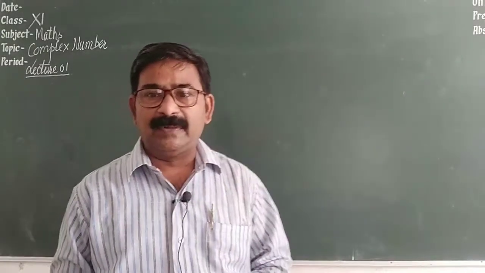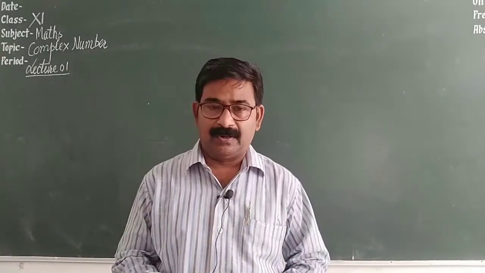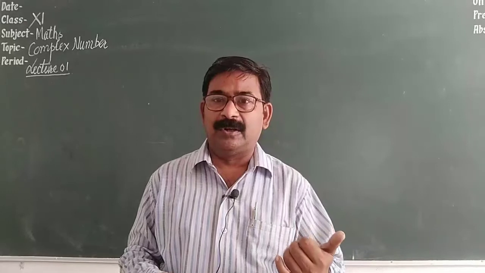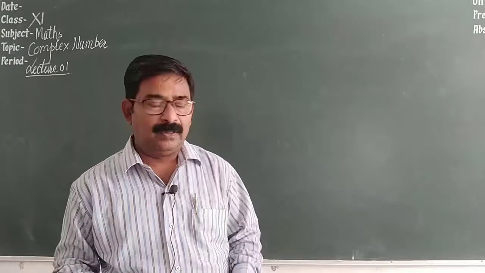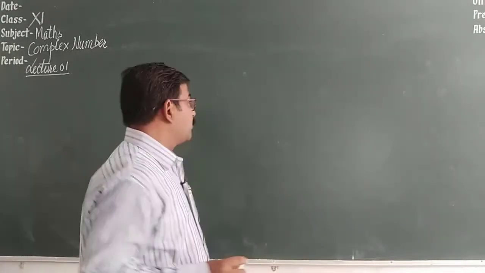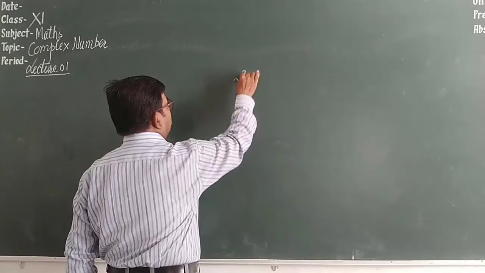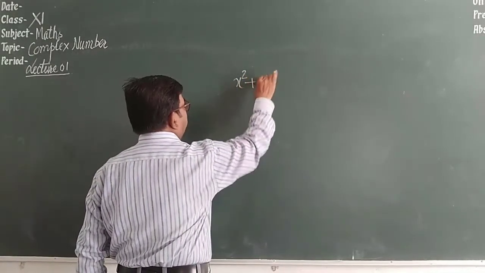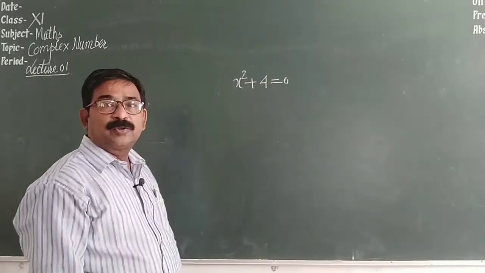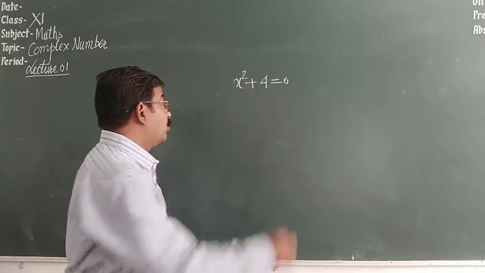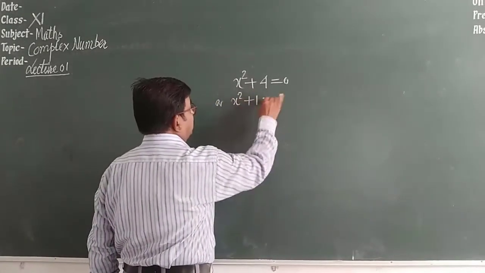The word imaginary means that which can be imagined. Simply, you imagine the number. Actually this is not really a number, it is an imagination of a number. For example, suppose I say: find the solution of x square plus 4 is equal to 0, or x square plus 1 is equal to 0.